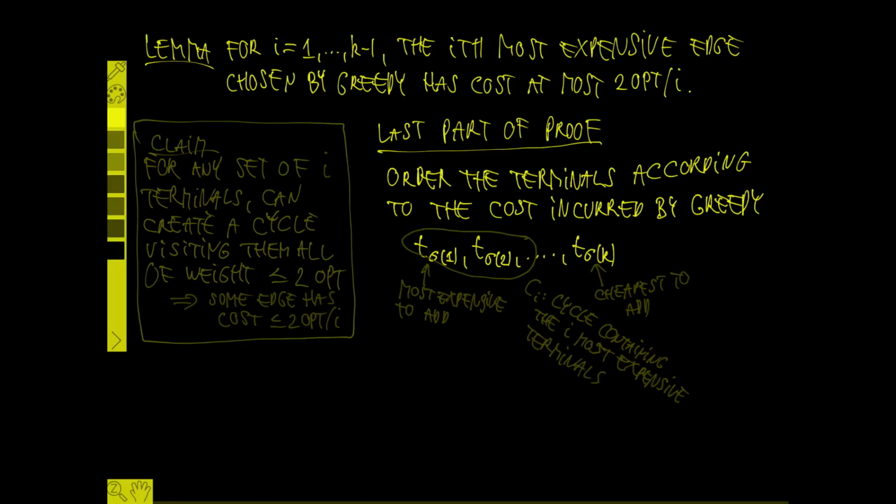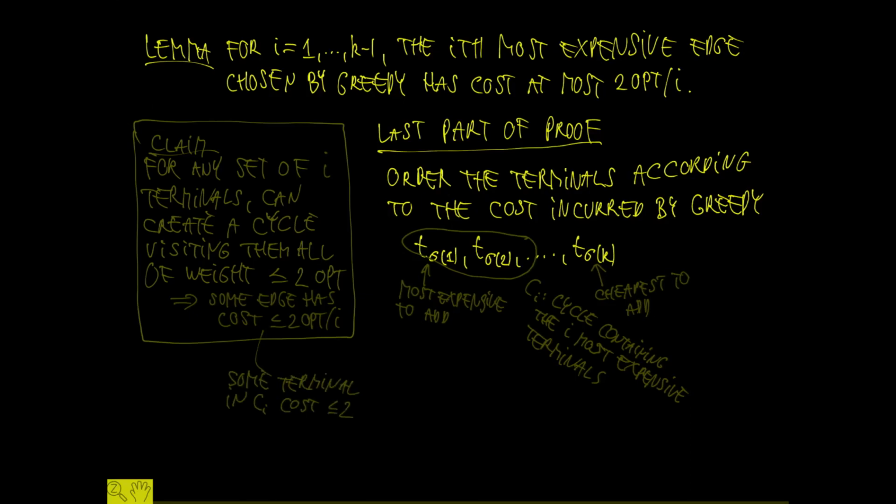Now consider the cost T sigma i. It's less than or equal to the previous T sigmas, which in turn are chosen as the cheapest edge connecting to that vertex. So T sigma i is upper bounded by the cost of any edge within the i terminals. Now we can use the claim before, saying that there is some edge within these terminal vertices that has cost at most 2 opt over i, so that also bounds T of sigma i. So the cheapest in Ci has cost at most 2 opt over i, as claimed.